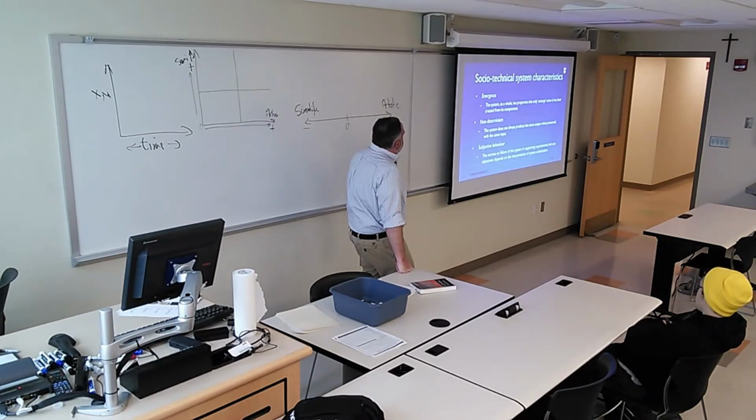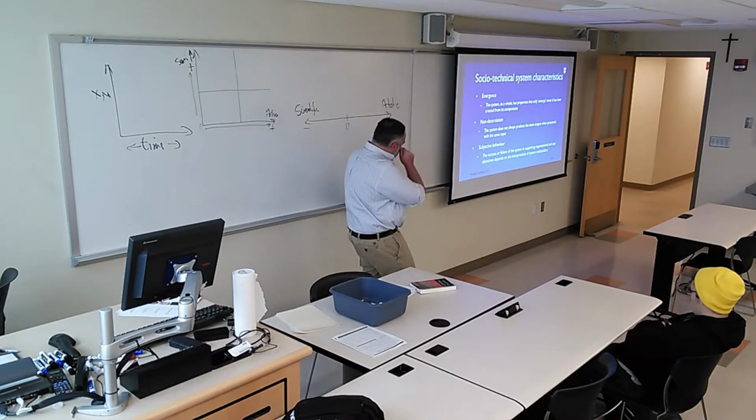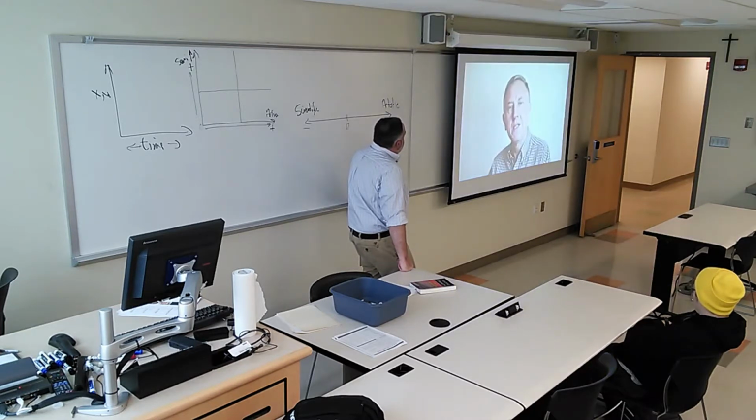Another is non-determinism, which means that the system will not always react in the same way when we present it with the same input. And the third is the notion of subjective behaviour, where the behaviour of the system, or how effective the system is in supporting organisational and personal goals or objectives, depends on the interpretation of the user or the stakeholder in the system. I'll be talking about non-determinism and subjective behaviour in a separate video. Here I'm going to focus on emergence.